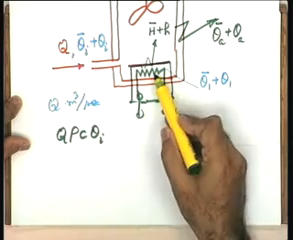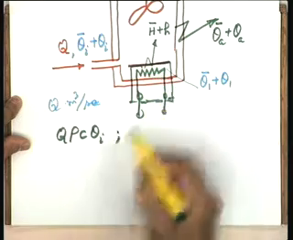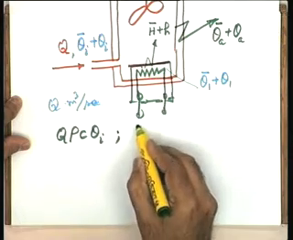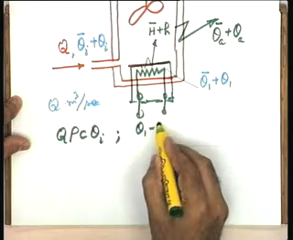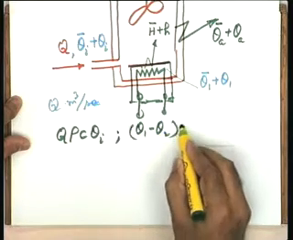And how about the heat flow rate from here? The heat flow rate from here is going to be, yes, theta 1 minus theta 2 into UA.